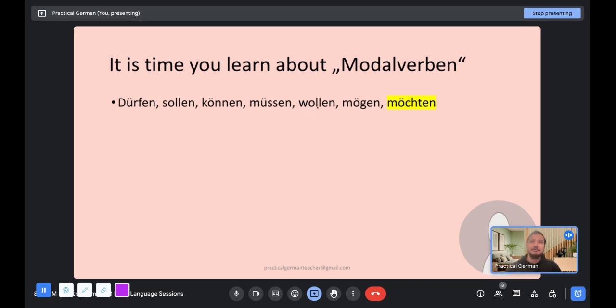But then what is the difference between want to and möchten? So wollen and möchten. Wollen is more like the will. And möchten, must is müssen, as we discussed. Möchten is kind of like a wish.